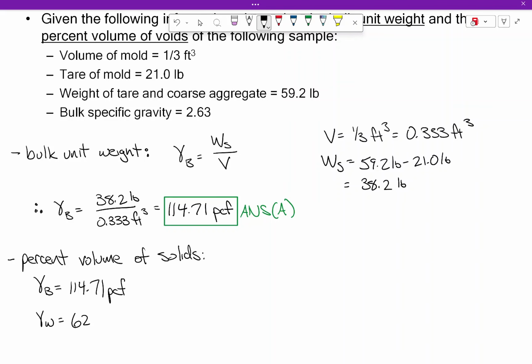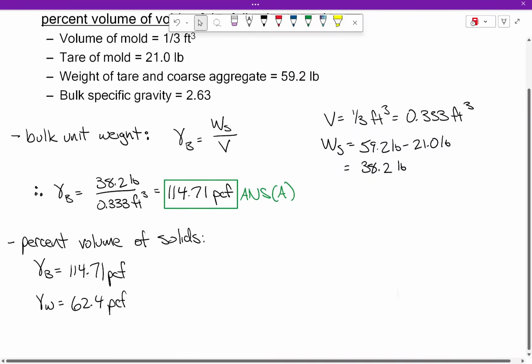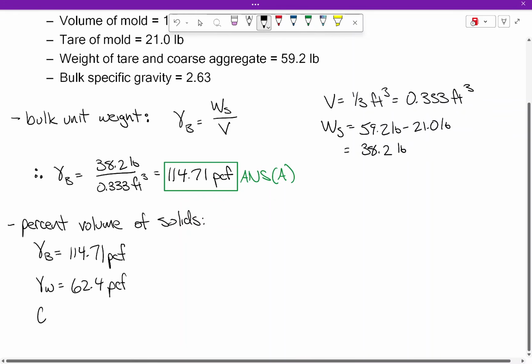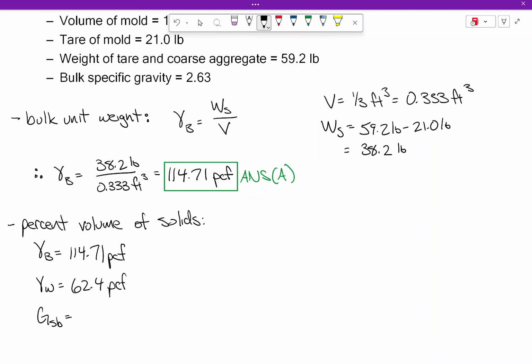Yes, 62.4 pounds per cubic foot. That's how heavy a box of water would be; that is the unit weight of water. Okay? All right. And I am giving you the bulk specific gravity of 2.63. Okay?